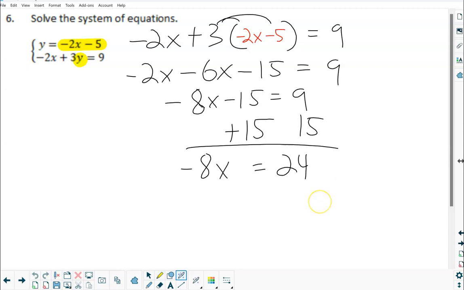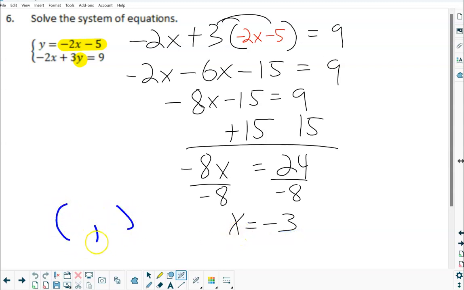Alright, see if you can do the next step. Now here we've got negative 8 times x. So we're going to do the opposite of multiplication, which would be division. So we divide by negative 8. And when we divide by negative 8, that's going to leave us with x is equal to negative 3. So we're almost there. We know what x is, but we need to find out what y is.